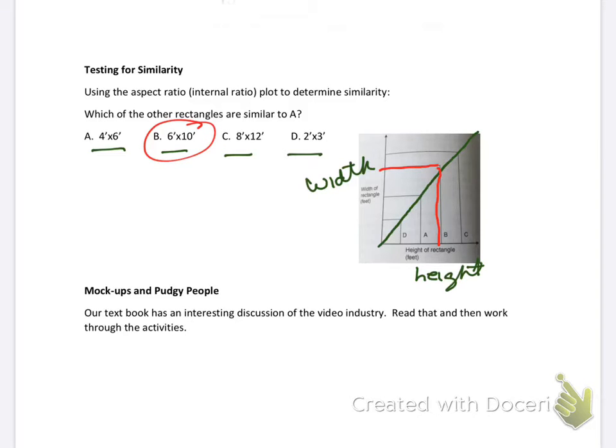Our textbook has an interesting discussion of the video industry, and that's where the aspect ratio comes up. So read that and then work through the activities, check your answer, and then we'll go over any questions that you might have.